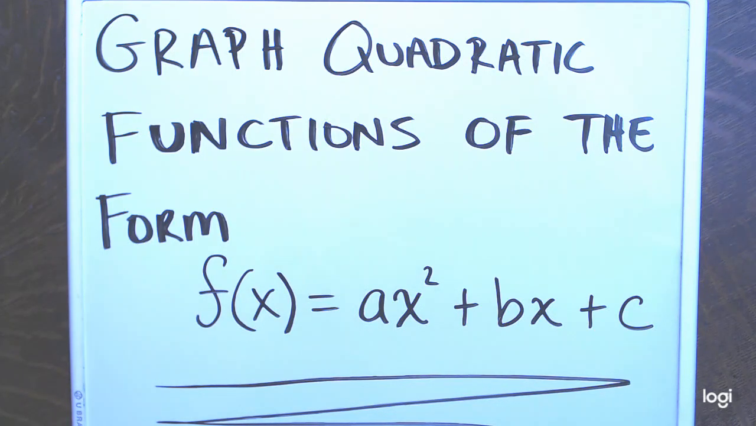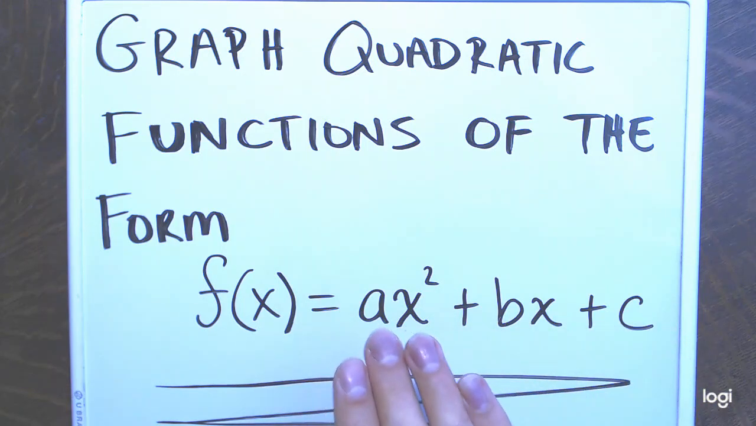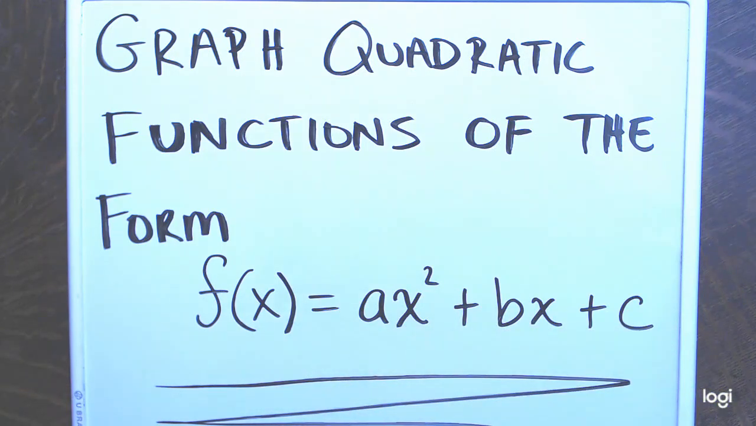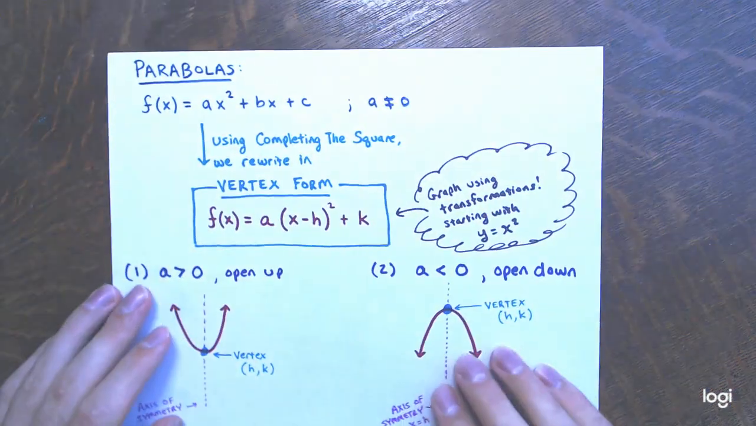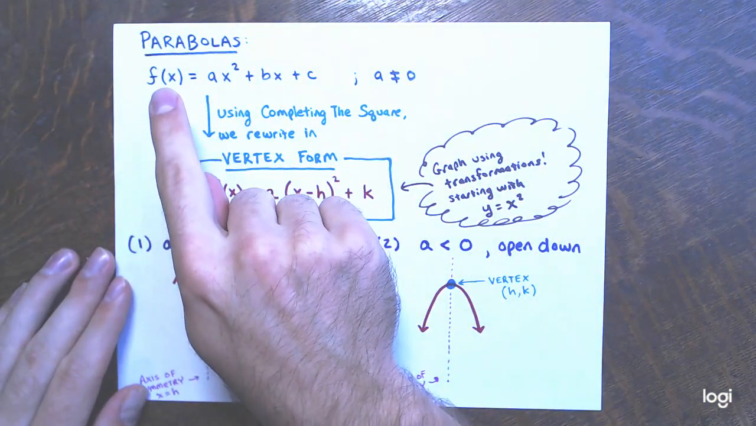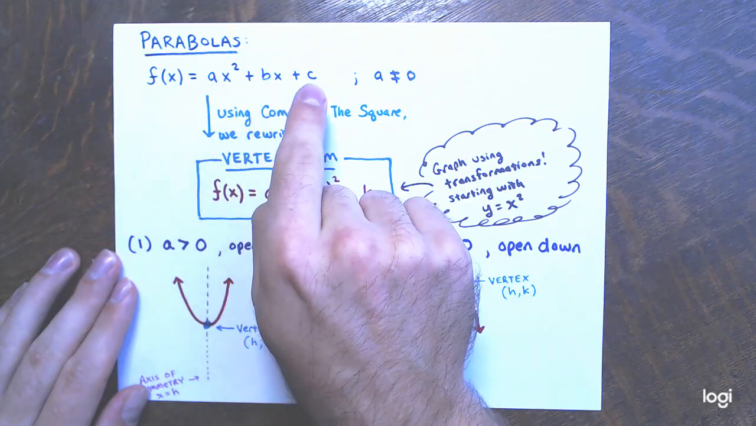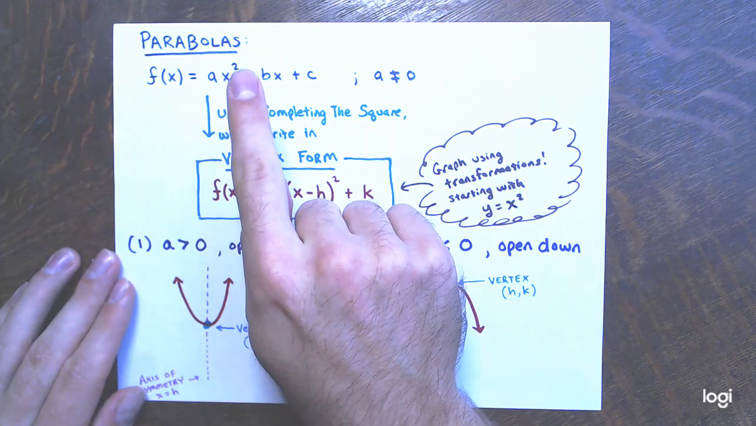We're going to be using these transformations to take the graph of y equals x squared and graph another function that looks like this, say 2x squared plus 3x plus 1 or something. Alright, so on my first page, I talk a little bit about the graphs of a quadratic function. The graphs are these things called parabolas. So we have f of x equals ax squared plus bx plus c, again where a is not 0, so it's still quadratic.